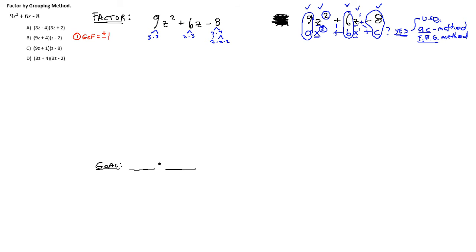Okay. So here's what this method entails. We're going to make 2 tables. The way we make 2 tables is just draw 2 giant capital T's like this. In the first table, we're looking for the factors of the number that we get when we multiply A times C. A in our trinomial is positive 9. C in our trinomial is negative 8.